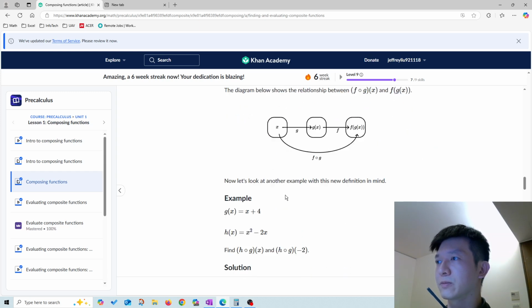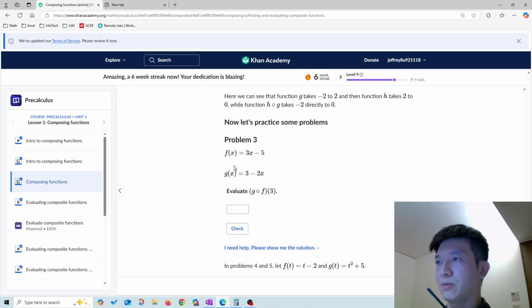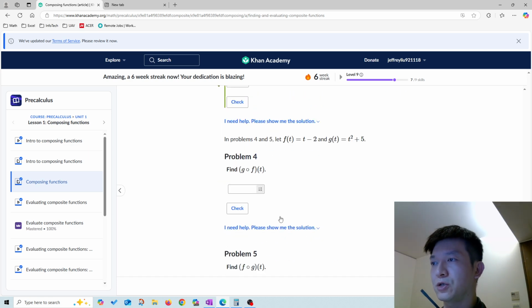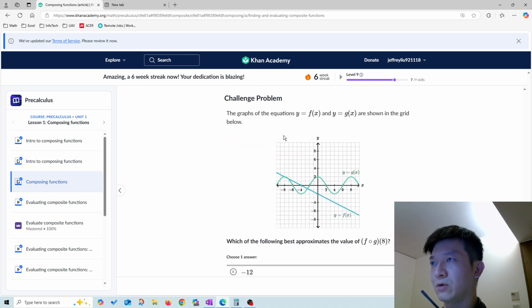Pretty easy. So let's look at a problem here. g of f of 3, okay? So f of 3 first, right? You plug in the 3, 9 minus 5 is going to be 4. So that's going to be 4, 8 minus 8 will be negative 5, right? Check. Good. Okay, we're going to just do one question. Oh, challenge problem.